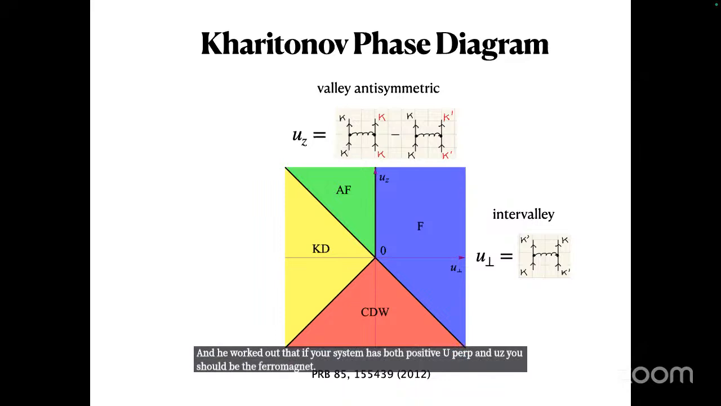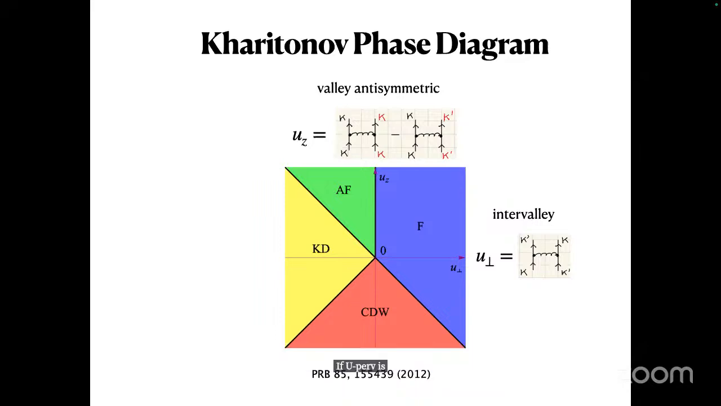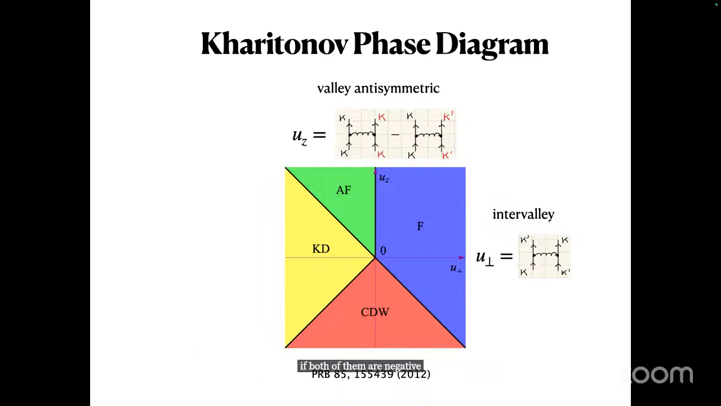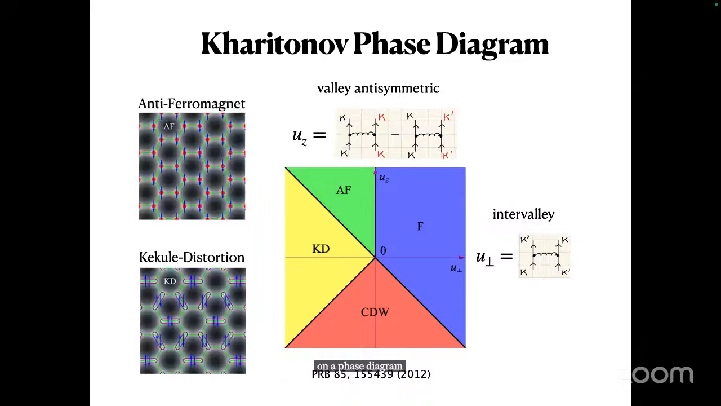If U-perp is negative, it could be canted antiferromagnet, or Kekulé distorted, or maybe charge density wave if both of them are negative in this quadrant. Okay, so that was sort of the consensus and the guiding principle to study the phase diagram in graphene. And this is just a sketch.